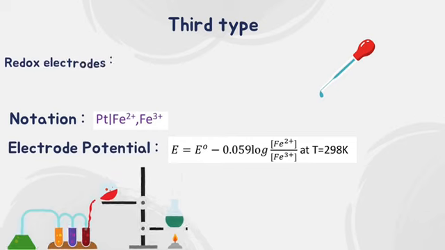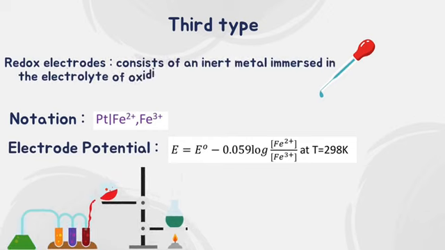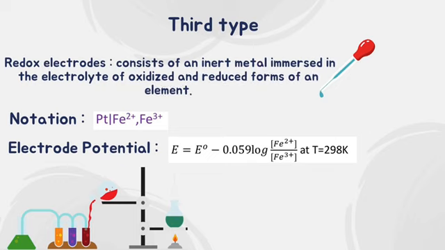And the third type is the redox electrode. It consists of an inert metal immersed in the electrolyte of oxidized and reduced forms of an element. You can notice the notation. It has three elements: the oxidized form Fe3+, the reduced form Fe2+, and the platinum. And you can see the electrode potential.